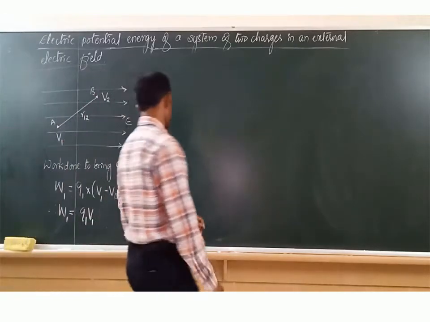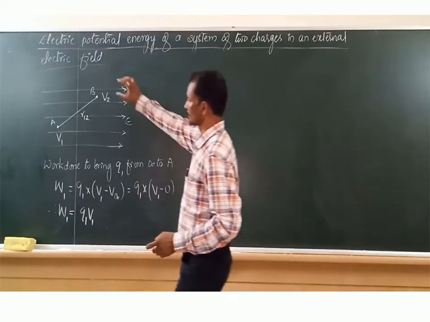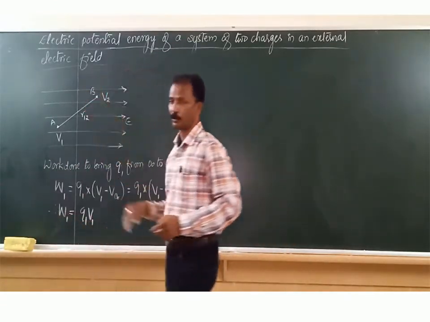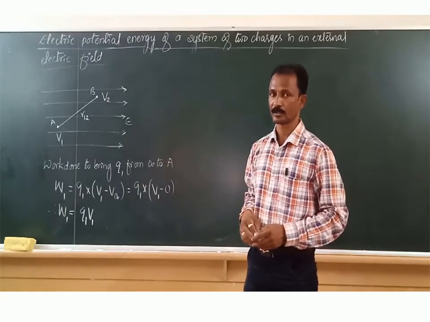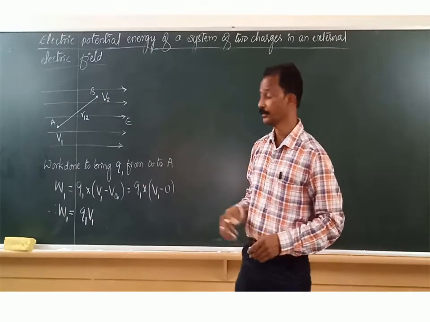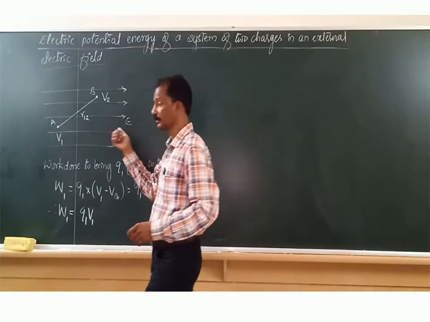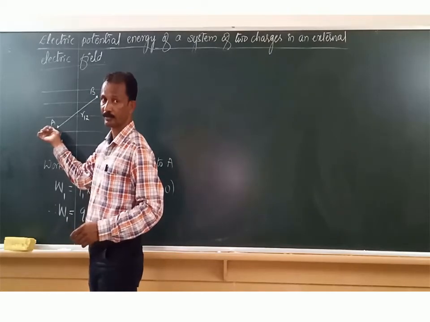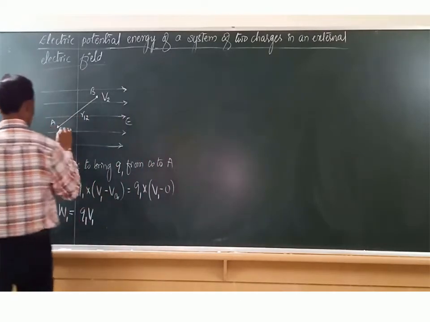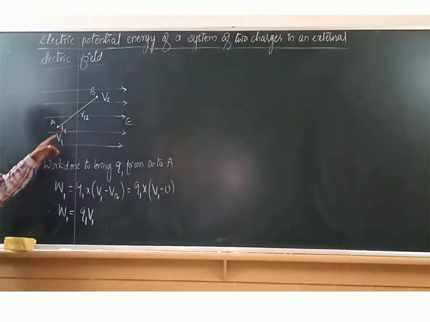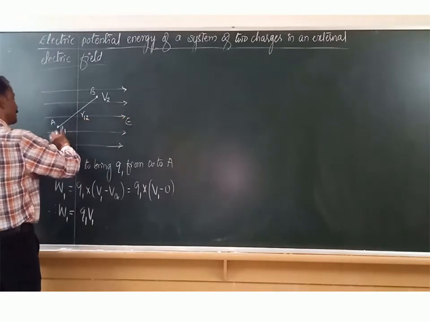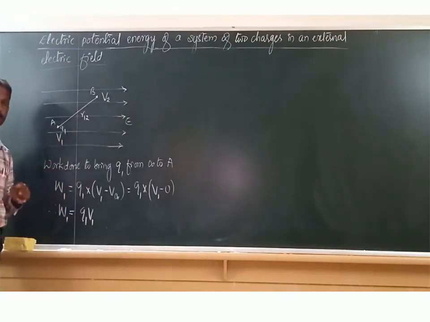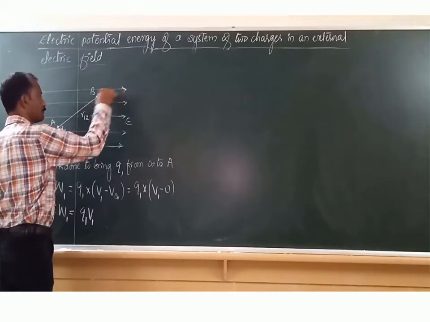Now, charge Q2 is brought from infinity to point B. Work has to be done against the external electric field and against the electric field due to Q1. When Q1 was brought from infinity to point A, there was only the external field, but Q1 also produces an electric field in the surrounding space.